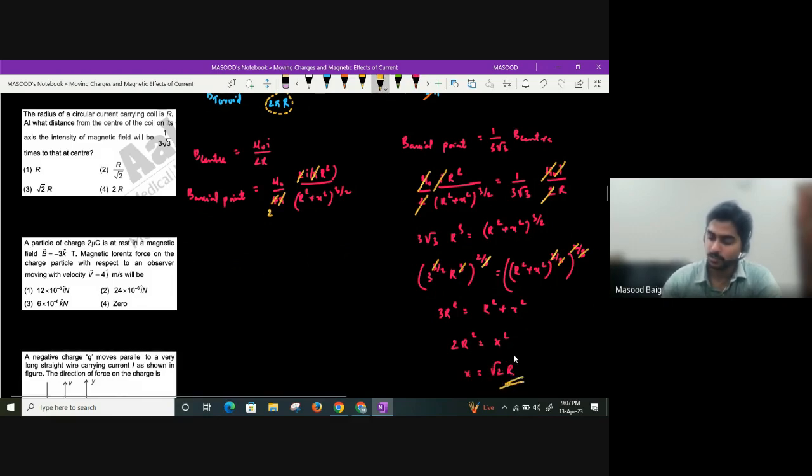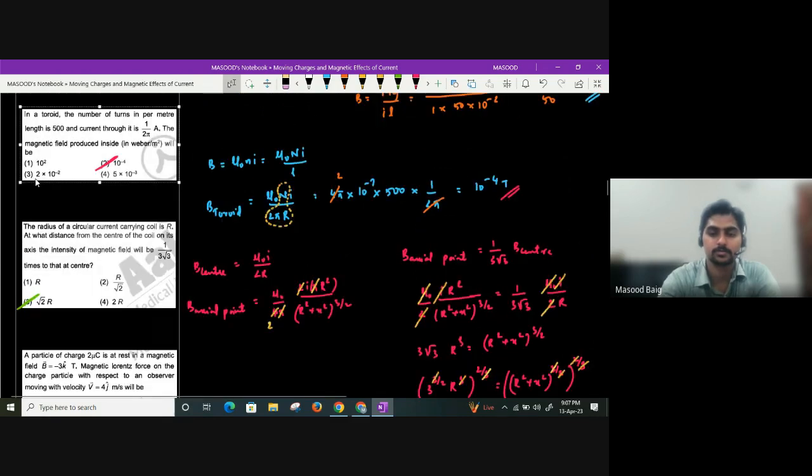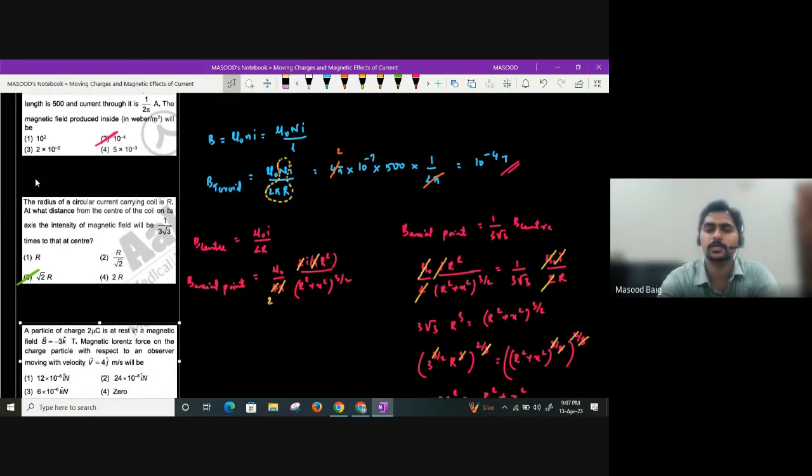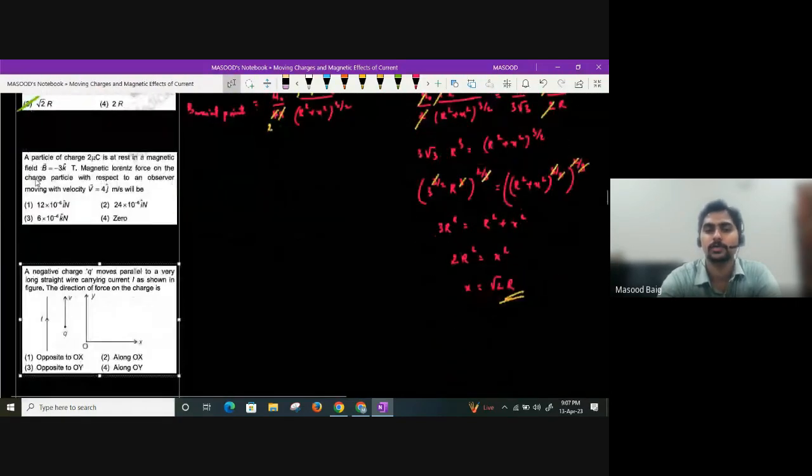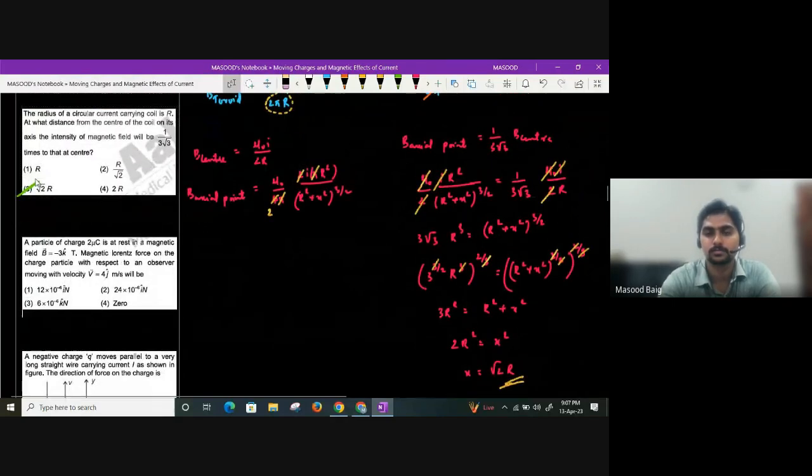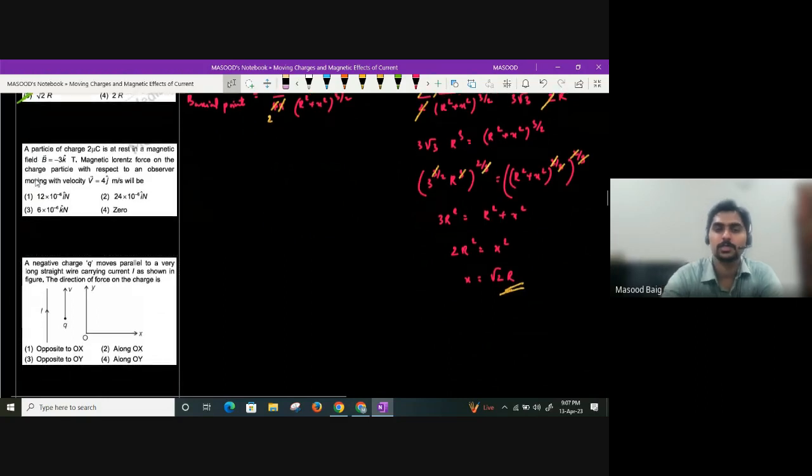So at how much distance will the magnetic field be 1 by 3 root 3 times that of the center? At root 2 r. Understood? Yes or no? Basic formula, guys. Direct questions you will get from formulas only in moving charges and magnetic effects of current. Did you understand, everyone? Yes or no? Don't say, "Sir, I don't remember the formula."